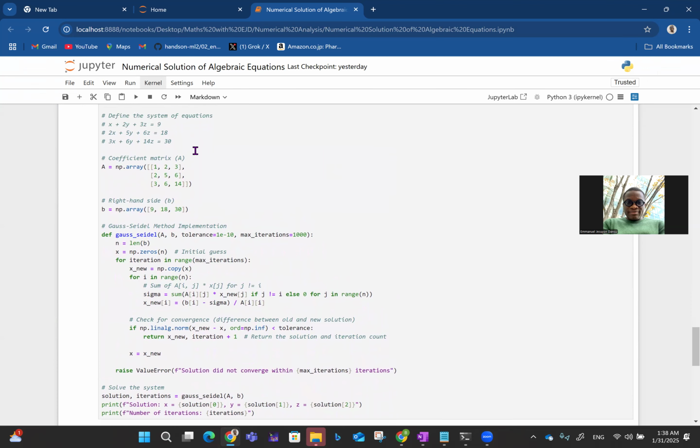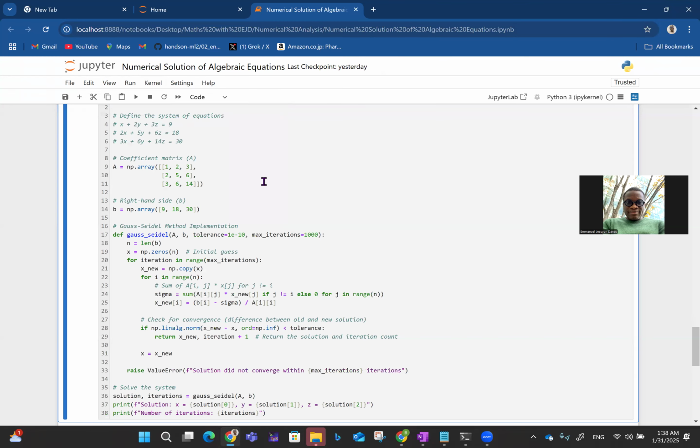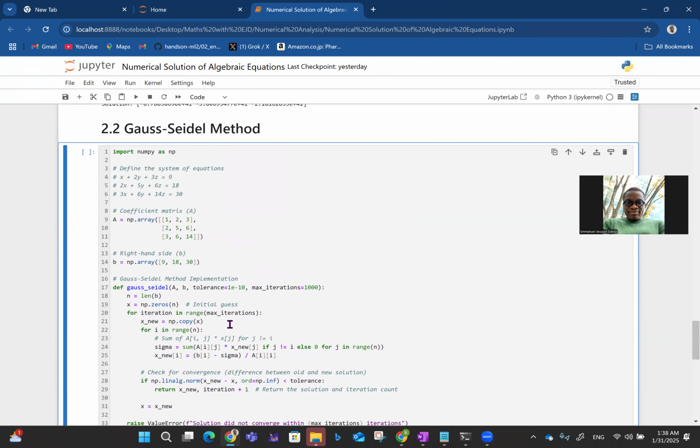So you see the matrix has been defined. If I do view and I put the line numbers, the matrix is defined from line 9 to 11. So you can redefine your matrix and fix the tolerance limit. Now the tolerance limit here is pretty high, so we want something really accurate, and we have a maximum of 1000 iterations. So whichever is reached first.